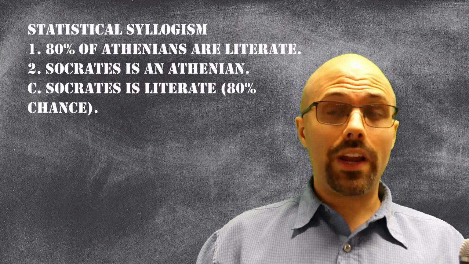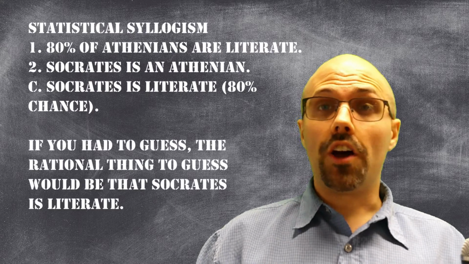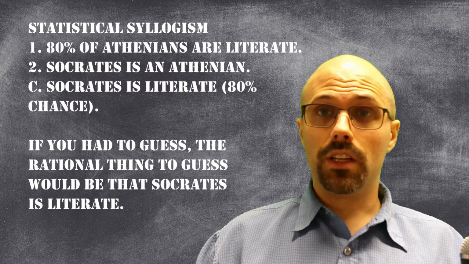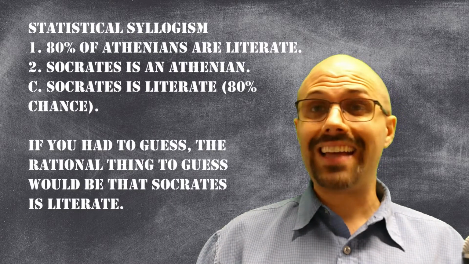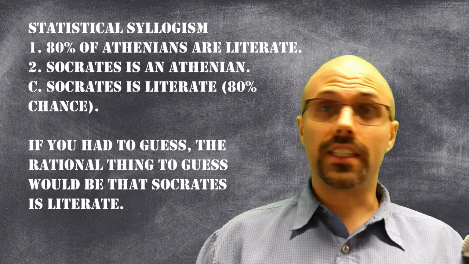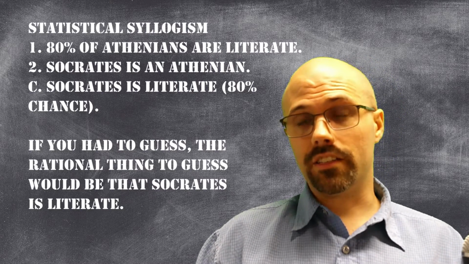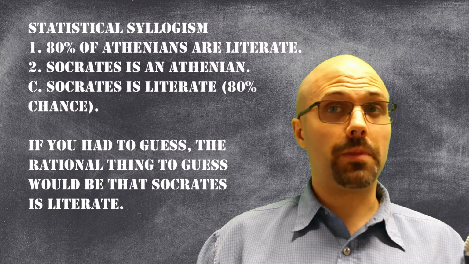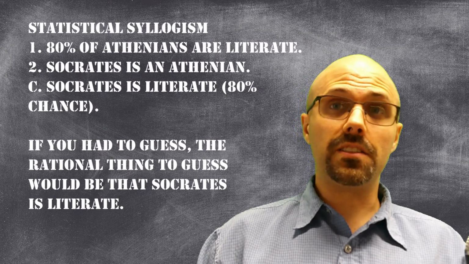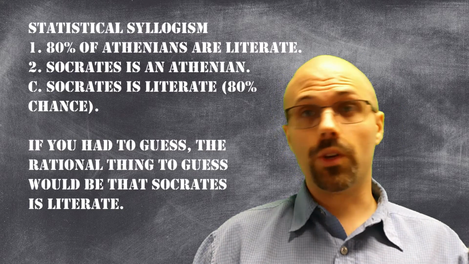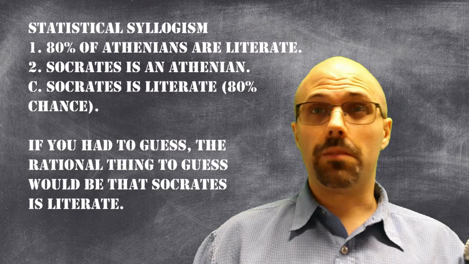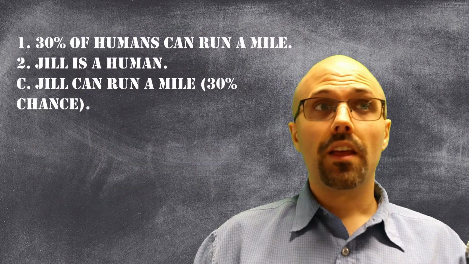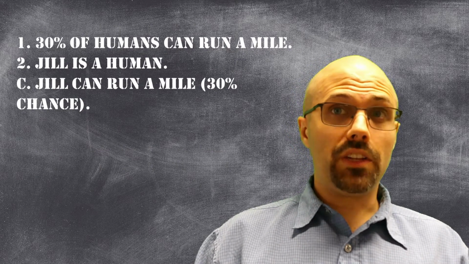The reason why you don't actually have to say that is because on the basis of the statistical syllogism, you should believe, if you had to take a guess, that Socrates is literate rather than that he's illiterate, right? There's a much higher chance that he's literate than illiterate based on the argument, so you should believe that he's literate, even though you recognize there's a chance you could get unlucky, and he's one of the 20% of people who aren't. Let's look at another example of a statistical syllogism.